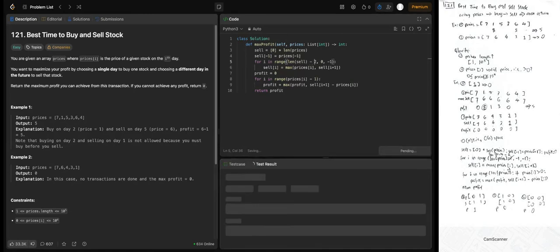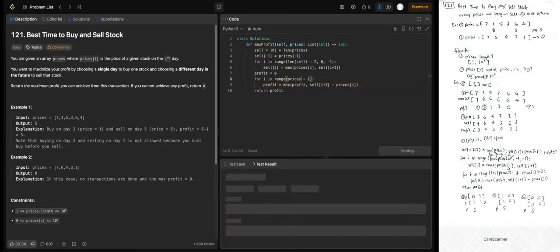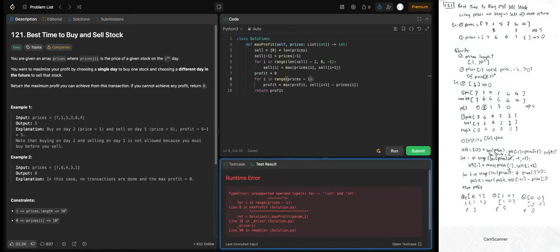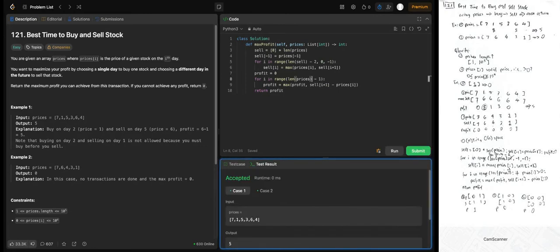Okay, let's try with the given test cases. Okay, we got a wrong answer. For i in range prices. Wait, no. For i in range length of prices minus 1. Yep, I think that should be good.